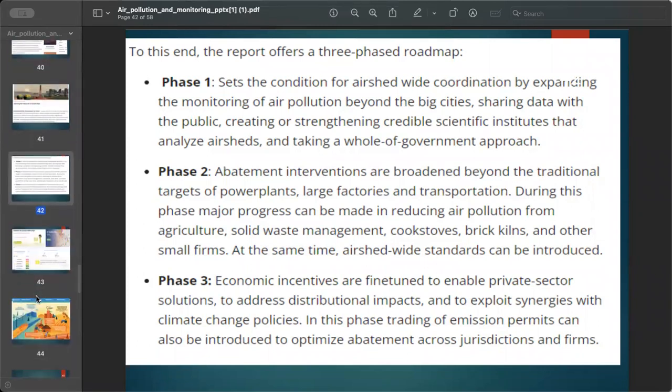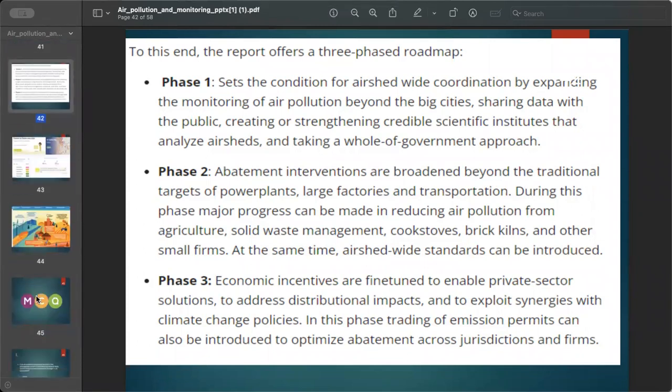Phase two is when abatement interventions are broadened beyond the traditional targets of power plants, large factories, and transportation. During this phase, major progress can be made in reducing air pollution from agriculture, solid waste management, cook stoves, brick kilns, and other small firms. At the same time, airshed-wide standards can be introduced.